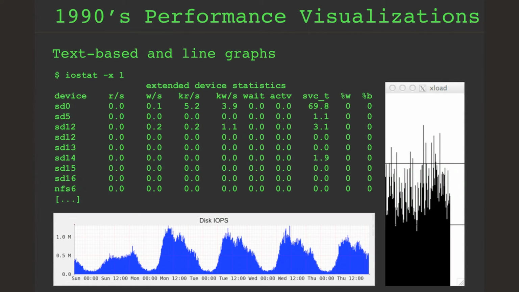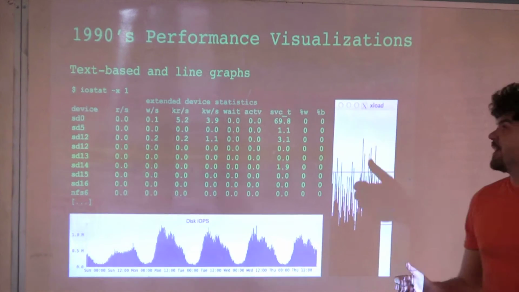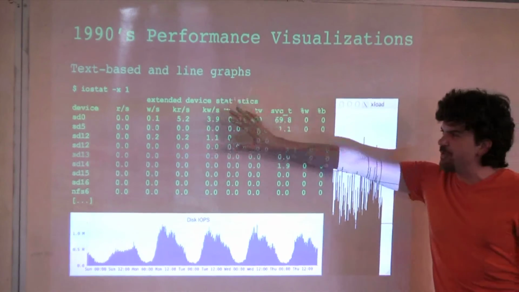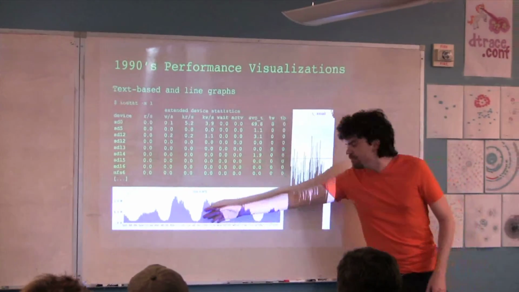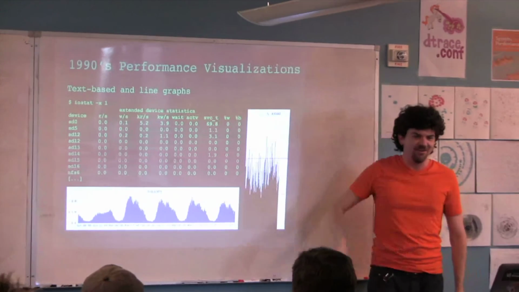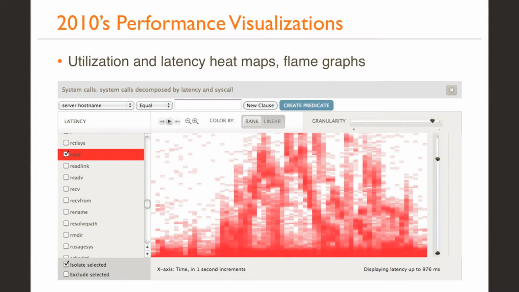Some other things I wanted to mention. DTrace and dynamic tracing is a very big change for systems performance. But a couple of other ones quickly. Performance visualizations. In the 1990s, performance was often text-based, and some time series line graphs like this. I've got disk IOPS and I've got an old screenshot of Xload. And these days, we now have so much information.